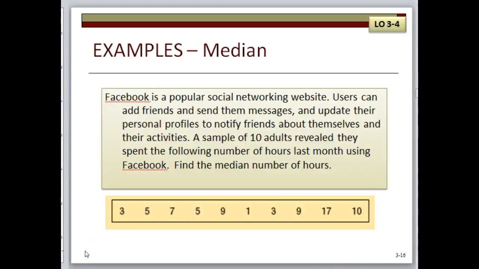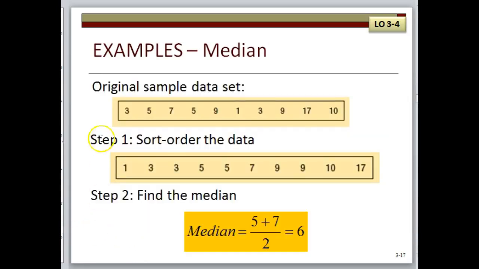Okay, here's another example of finding a median. Facebook. Everybody knows Facebook. We can add friends, send them messages, update their personal profiles. So we're going to take a sample of 10 adults revealing that they spent the following number of hours last month using Facebook. It says find the median number of hours. So here's our information. If we go to the next slide, this is our info that they gave us. Remember, the step 1 is to sort it. So we're going to put it in ascending order. So here we have 1, 3, 3, 5, 5, 7, 9, 9, 10, 17.